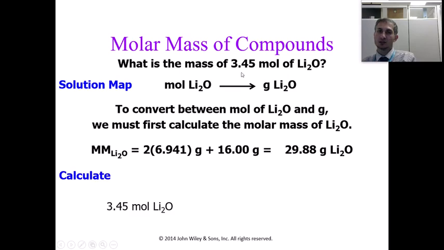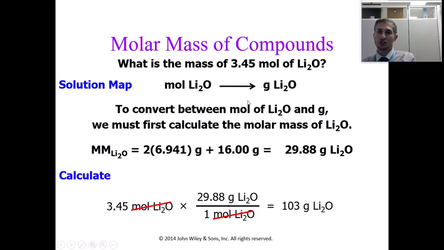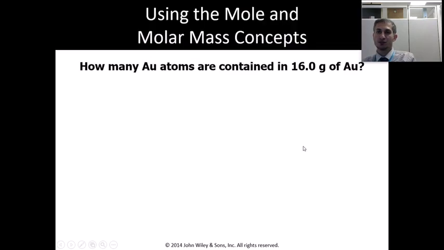In the row, we start with that number, 3.45. We write that one. Then we should write the moles on the bottom because we are going to cancel it out, and grams on the top. Molar mass of lithium oxide. If you do that, you will find this number. Again, 3 sig figs, 3 sig figs.